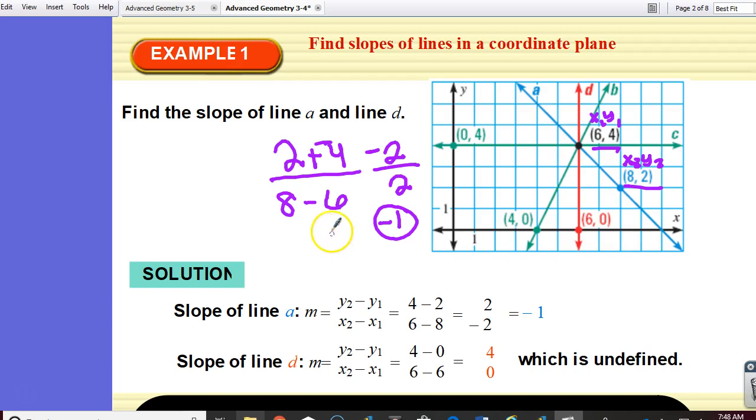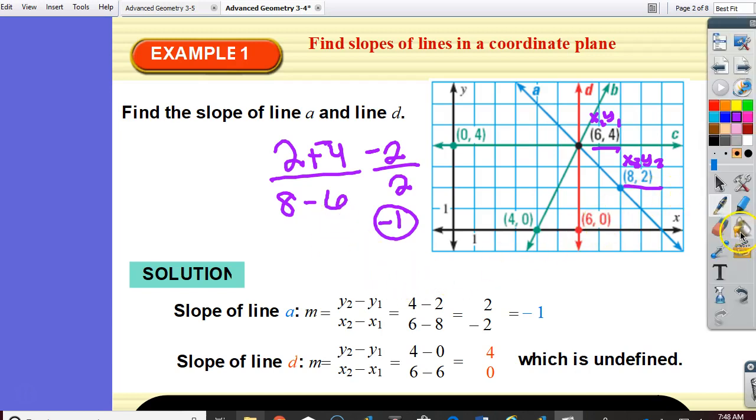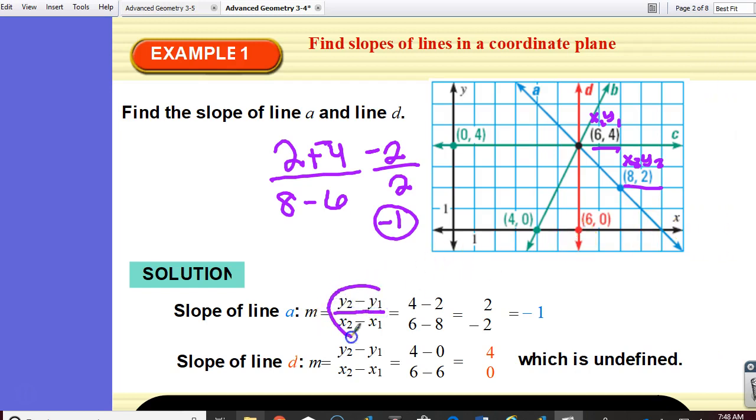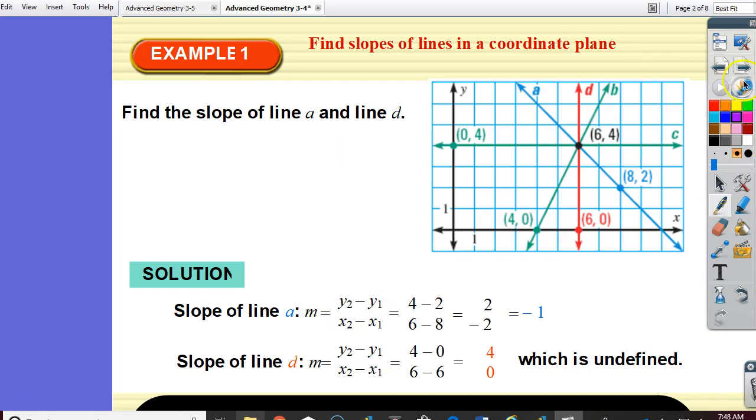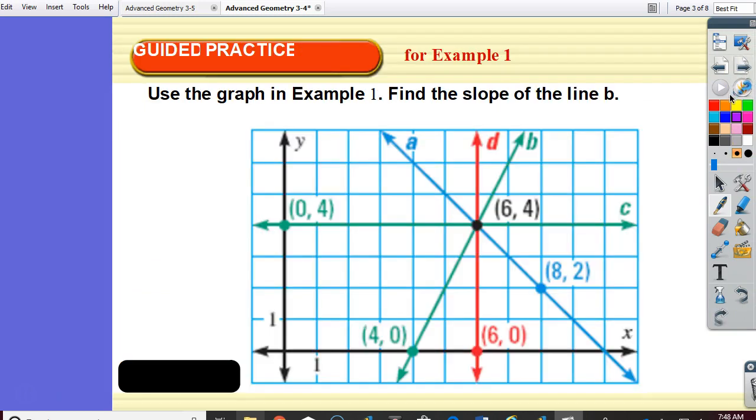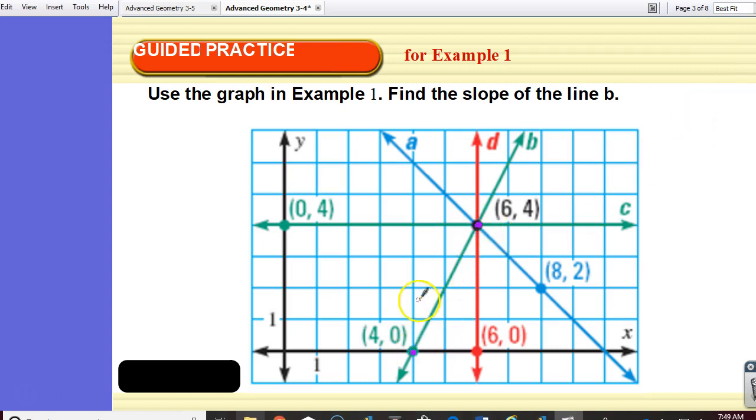Is everyone clear on this? So rise over run, or y2 minus y1 over x2 minus x1. So here's your slope formula. You can either use your slope formula or you can use your rise over run. Alright, so find the slope of line B. Let's look at line B. Do you guys want to use rise over run, or do you want to use your slope formula?